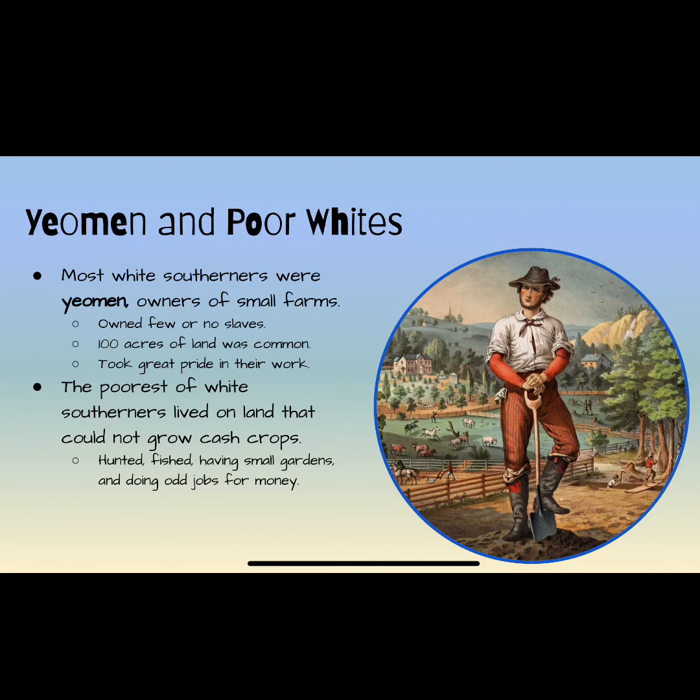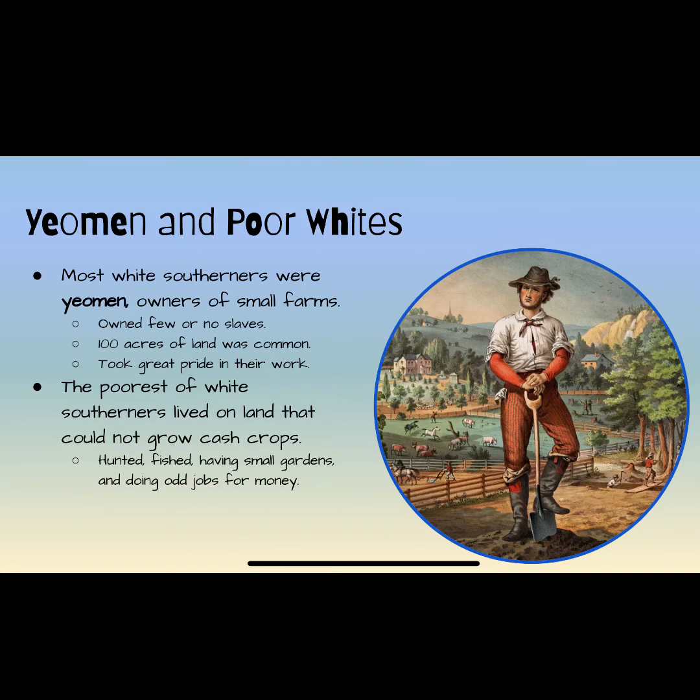Okay? The poorest of the white Southerners lived on lands that couldn't grow cash crops. So it was land that was not used for farming, and they had to rely on other things. They relied on trade, but they also relied on hunting, fishing, having small gardens, and some of them would do odd jobs for money. Some of these odd jobs were delivering mail, cleaning up the poop from the horses, fixing the tools. Anything they could do to get a job, that's what they did. They were almost like slaves, but they weren't slaves because they were able to work for money. But they were very, very poor because most of the land was taken up by the plantation owners or the other farmers.